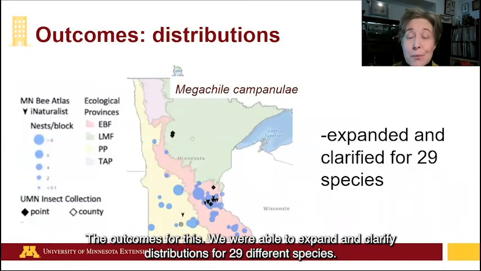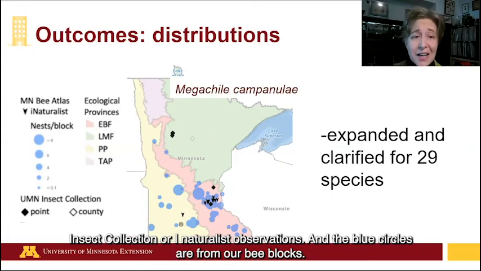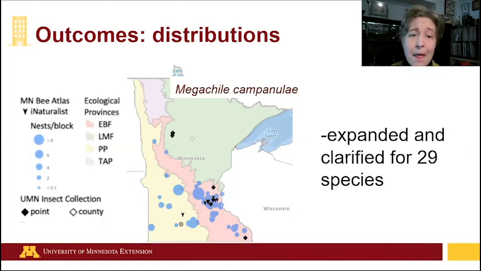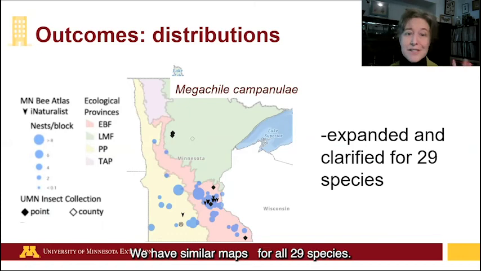The outcomes for this, we were able to expand and clarify distributions for 29 different species. The example here is Megachile campanulae. The black dots are noting observations from either the University of Minnesota Insect Collection or iNaturalist observations. And the blue circles are from our bee blocks. You can see we were able to greatly expand for this species. We have similar maps like this for all 29 species.